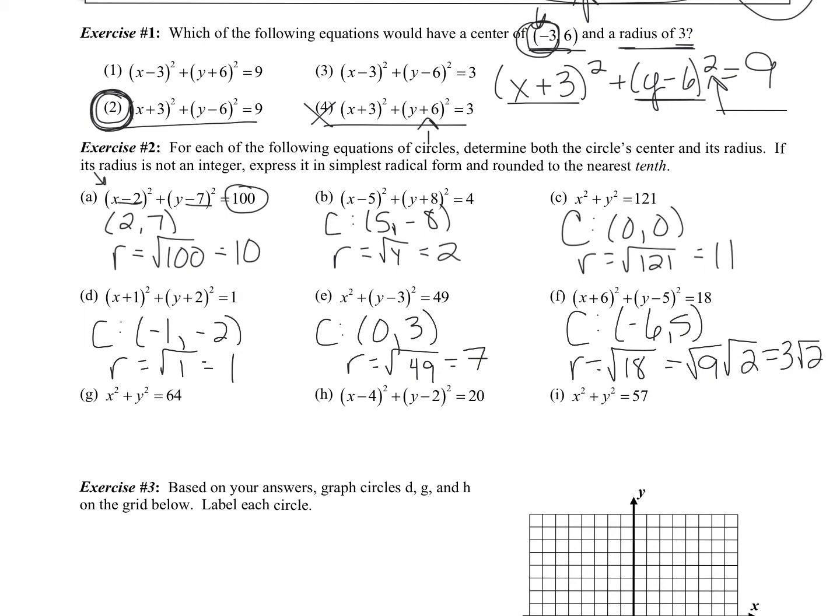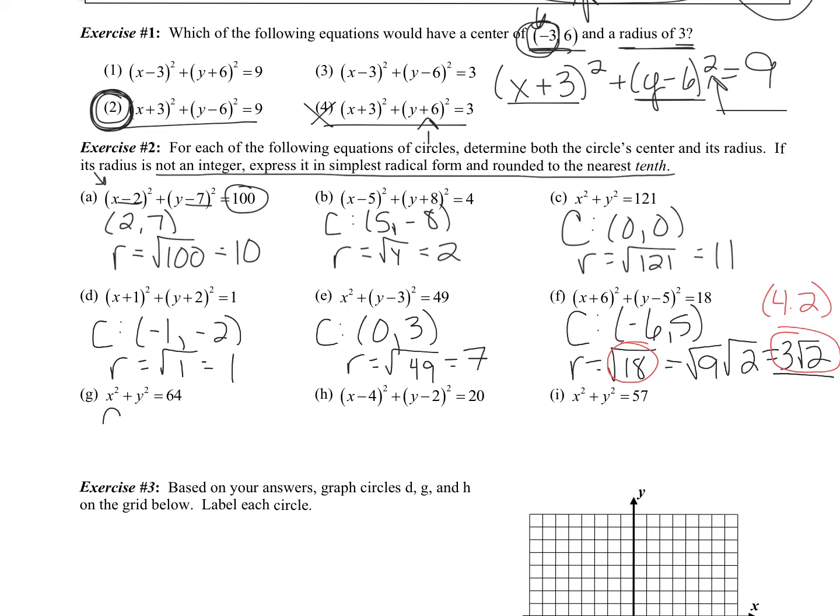Now here it says, if the radius is not an integer, express it in simplest radical form and round it to the nearest tenth. So this is our simplest radical form. If I was going to type either this in my calculator or the original square root of 18, that would give me 4.2 to the nearest tenth.